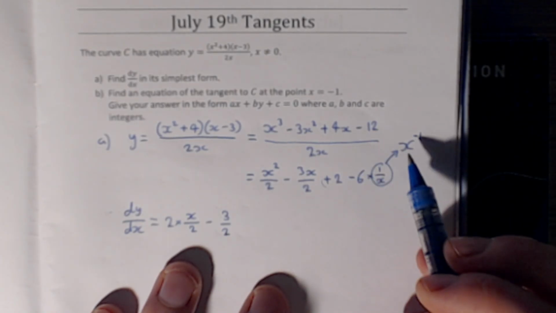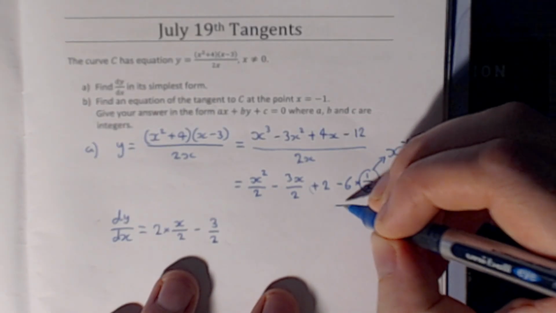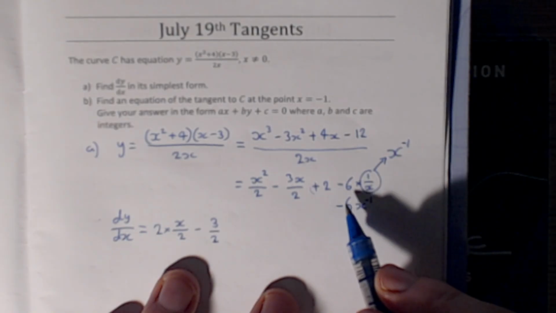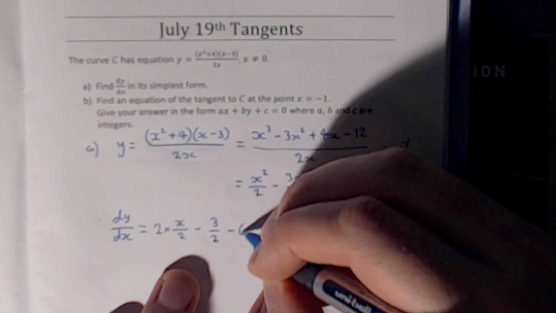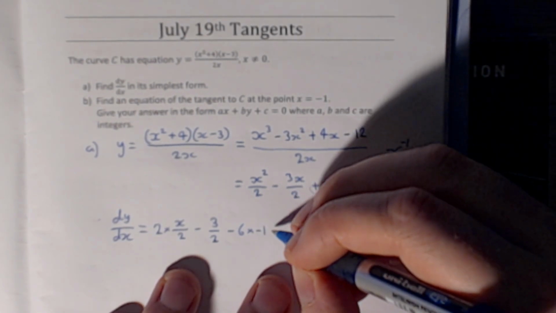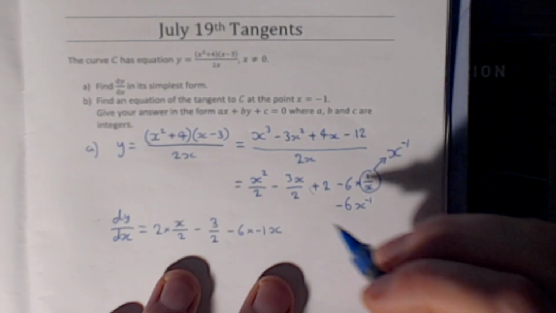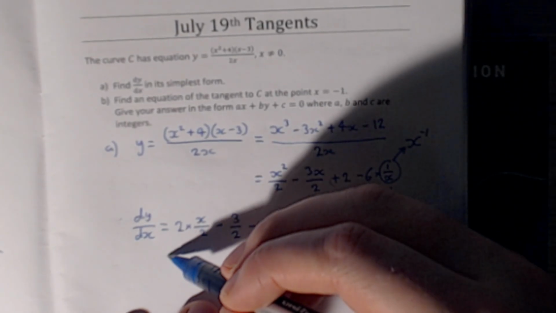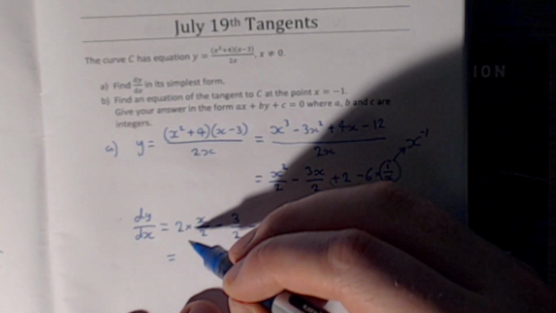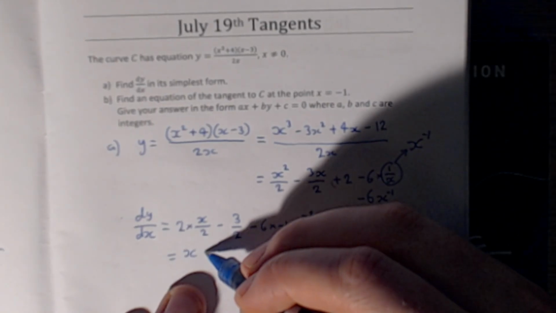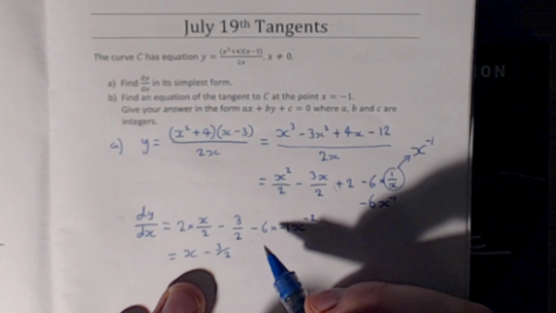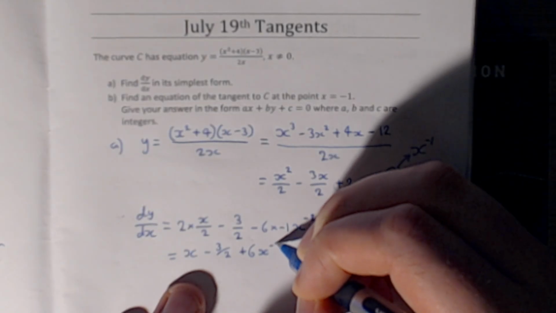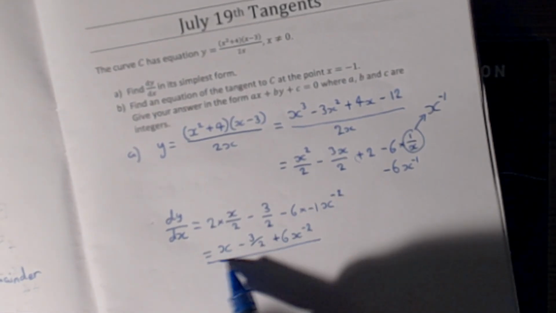And then minus 6x to the minus 1. Just note this here, minus 6x to the minus 1. Well, we'll bring this minus 1 in front. So we get minus 6 times minus 1 times x. We'll reduce this power to minus 2. Tidy this up a bit. So 2 times x over 2, we just get x. Take 3 over 2. And then that's going to be plus 6x to the minus 2. And there is our answer for this one.